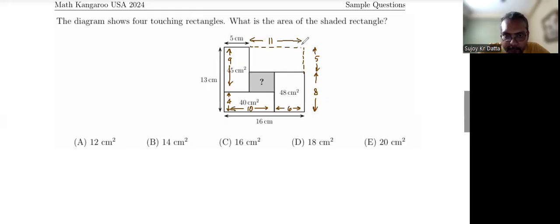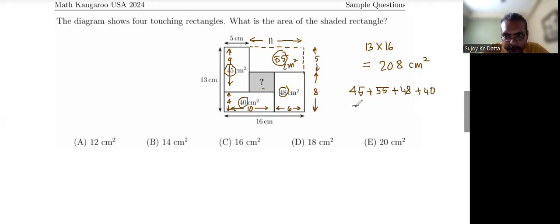So this rectangle which we have drawn here is 55 centimeter squares, right? This entire big rectangle is 16 by 13. So 13 times 16, how much is that? 208 square centimeters. From that, if I subtract 45, 40, 48, and 55, we should get this missing number. What is the sum? 45, 55, 48, and 40. So 188. So the missing number is 208 minus 188, which is 20 square centimeters.